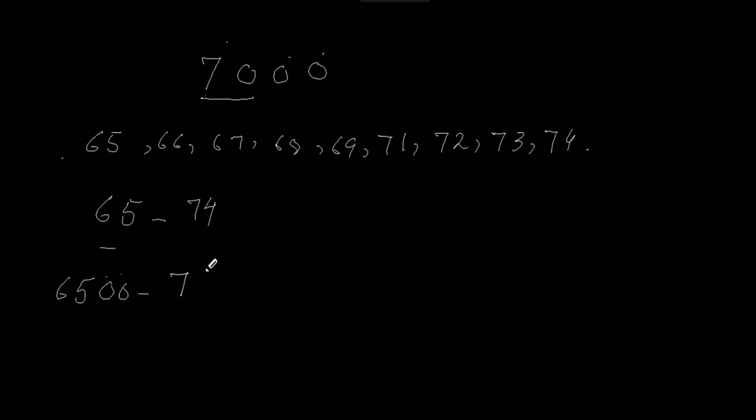And what I have to do now is go one number up, that is 7, and then one number down: 500 minus 1 will give you 499. So the same thing I'm going to write over here, that is 7499. So this is your answer.